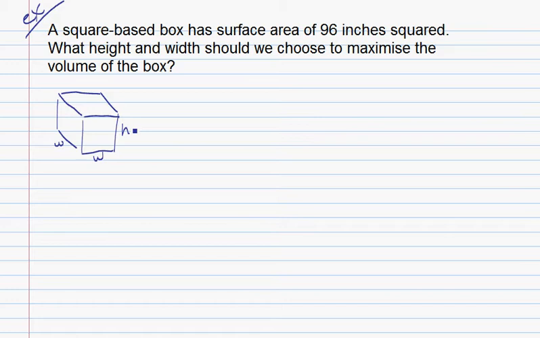Now for a box like this, we know that the volume is normally length times width times height. But in this case, we know it's going to be w squared times h, because w is going to be both the length and the width here. And so this is what we are trying to maximize. Now the constraint here is the surface area.